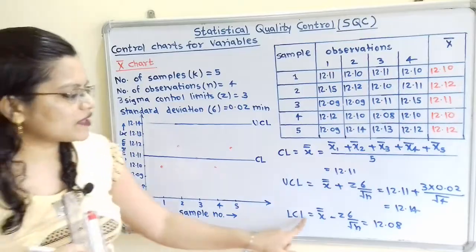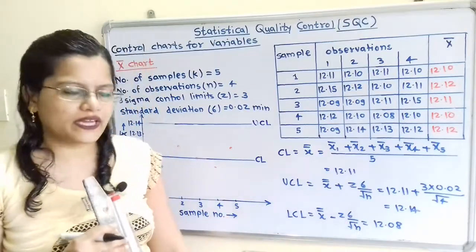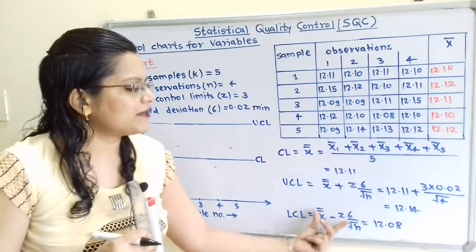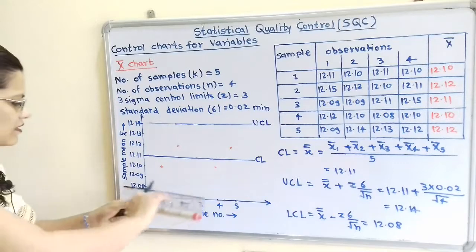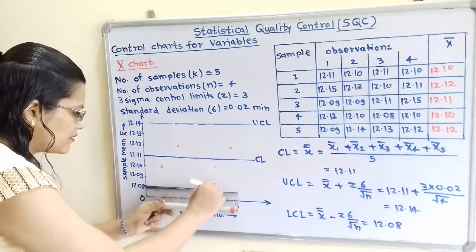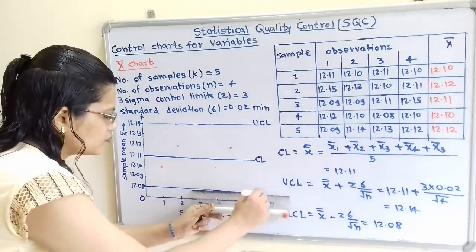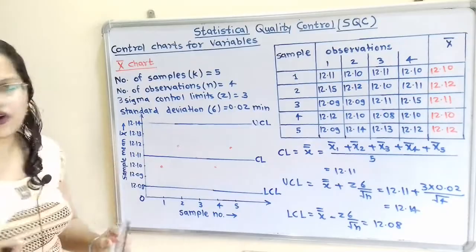Now for the lower control limit, x double bar minus z sigma by root n. So if we calculate by putting the values, then it is 12.08. So I will draw here one horizontal line for 12.08. So this is the lower control limit. So we have to mention all these.